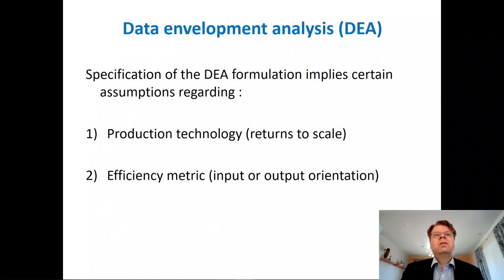So to summarize, as you can see from these DEA formulations, the basic DEA cases require two decisions. We need to choose if we have a constant returns to scale or variable returns to scale technology, and then we need to also choose the efficiency metric, whether we use input or output orientation, or perhaps some other kind of efficiency metric. But those are the two specifications in the classical DEA formulations.